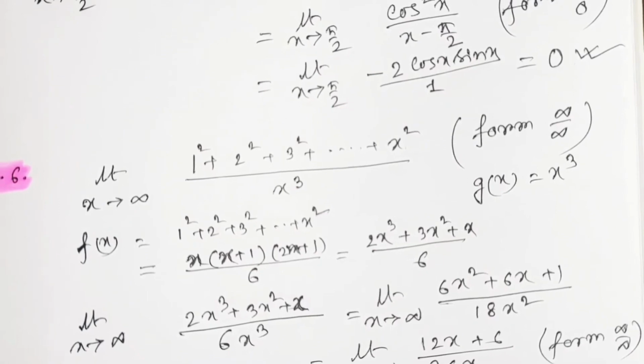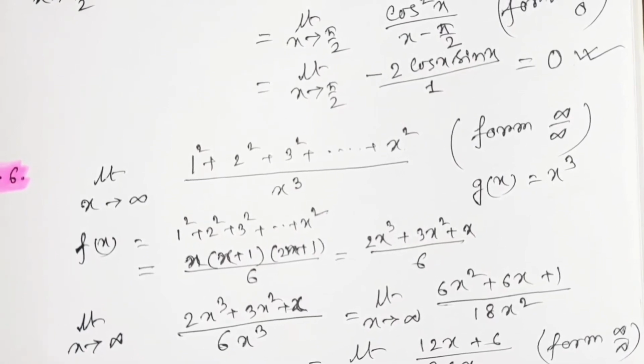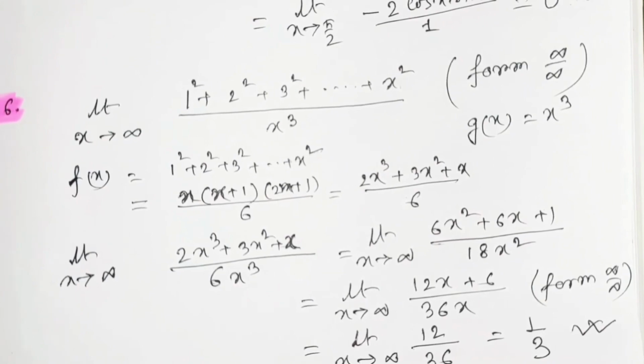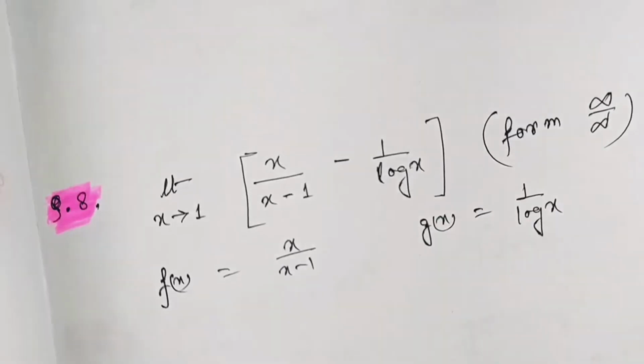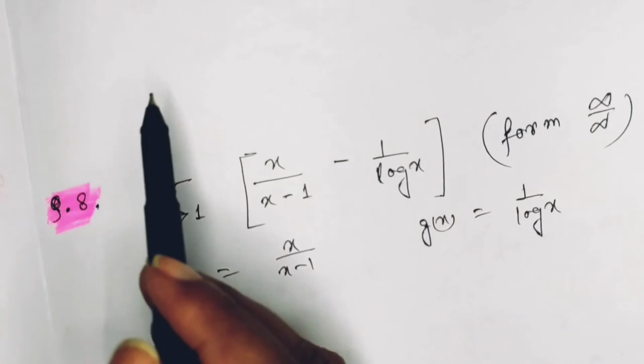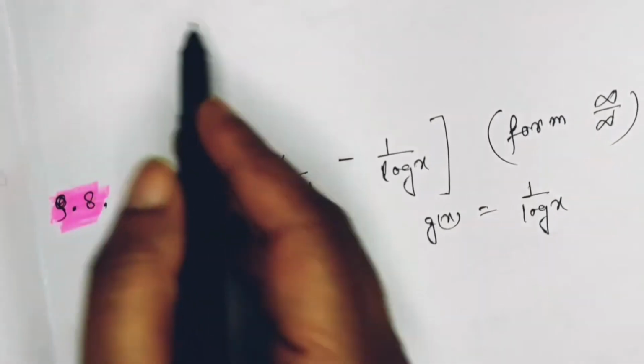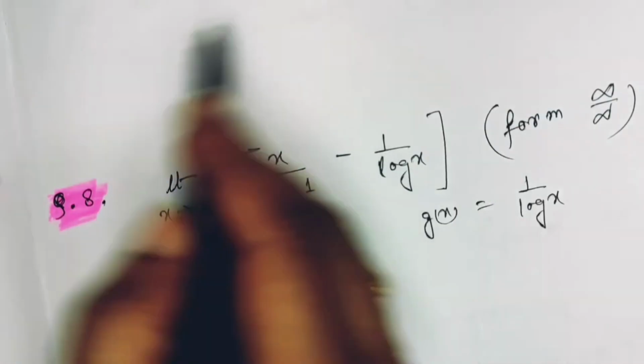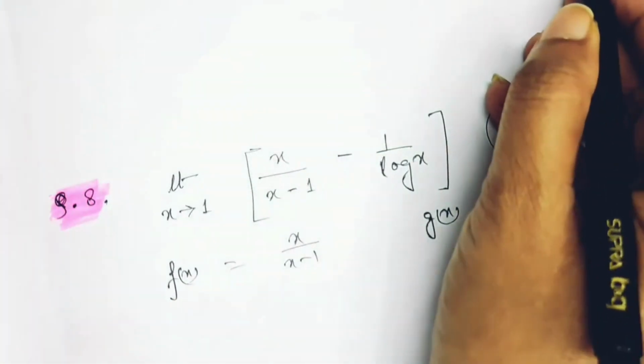So finally now we shall find it out. It is 12 by 36, which is nothing but equal to 1 by 3, which is our value for this limit. Now, if our form is infinity minus infinity, then we should rewrite the given term in this format, and after that it is in the form of 0 by 0.